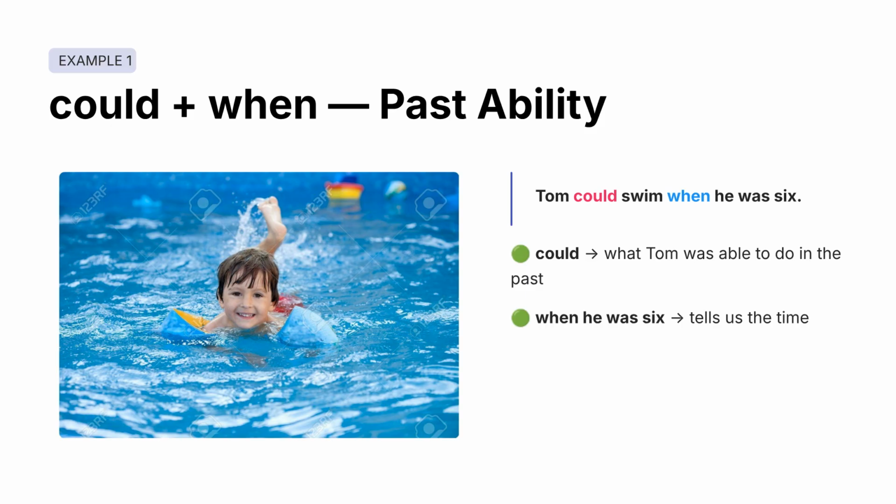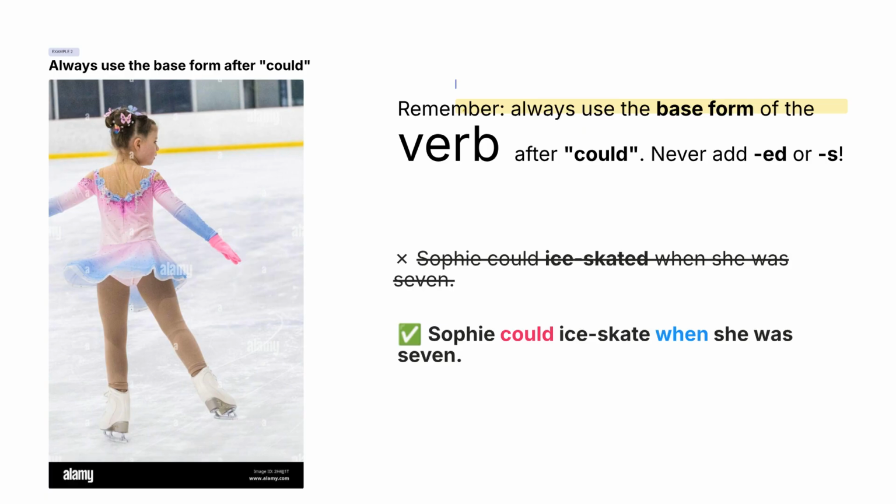Let's check out example 1, combining could and when to talk about a past ability. Look at the sentence, Tom could swim when he was 6. Here, could shows what Tom was able to do in the past, and when he was 6 tells us the time.